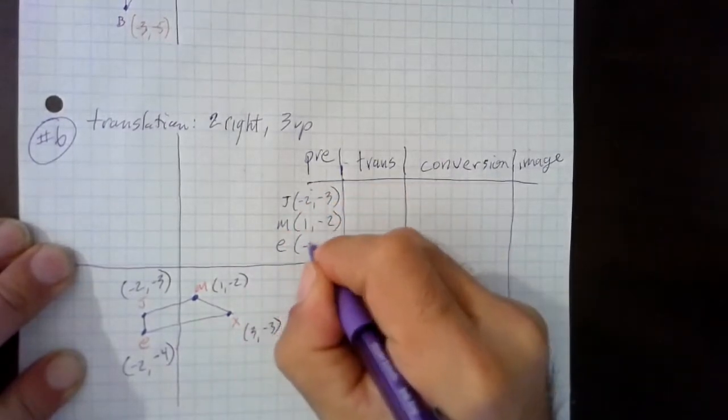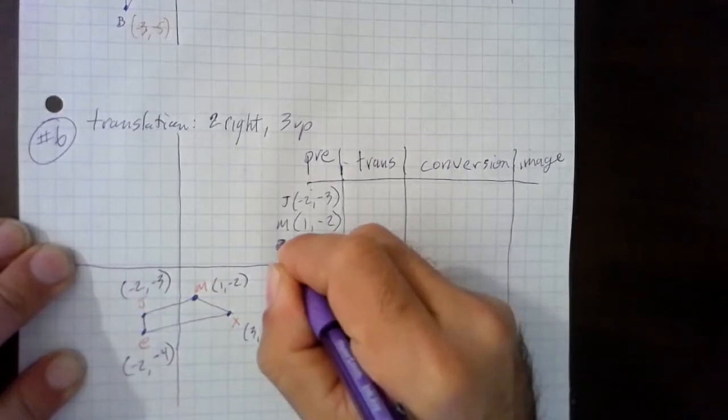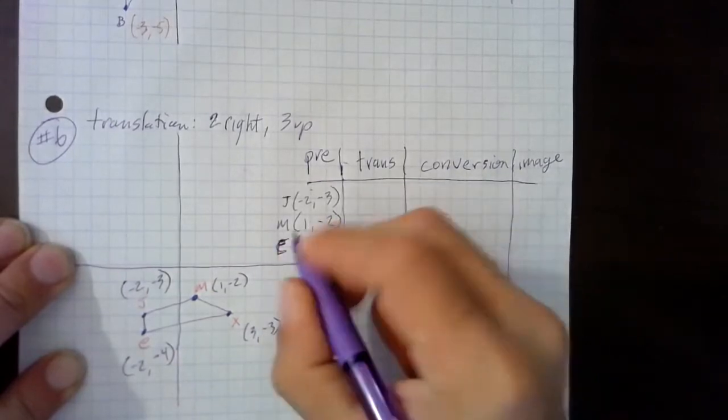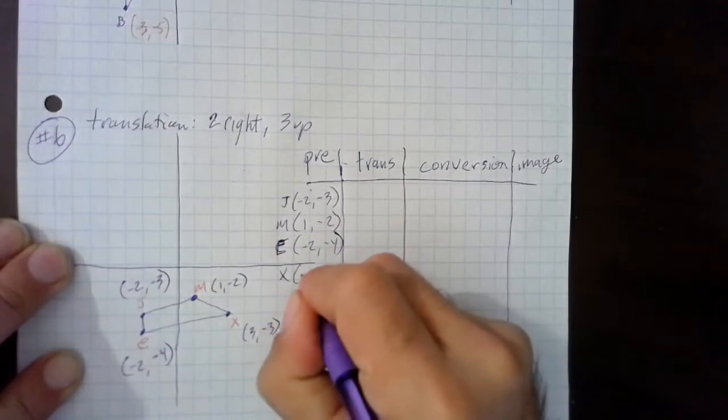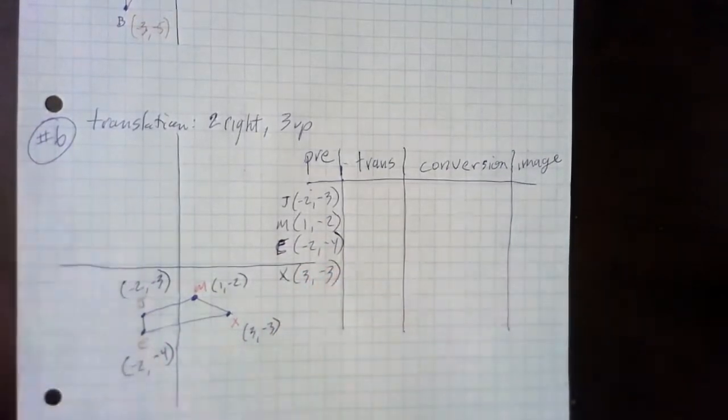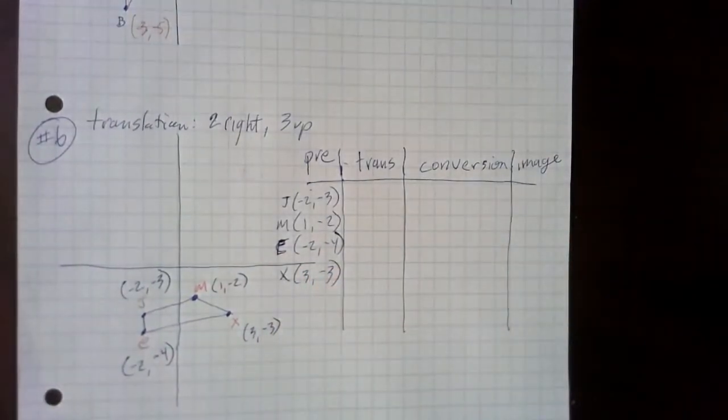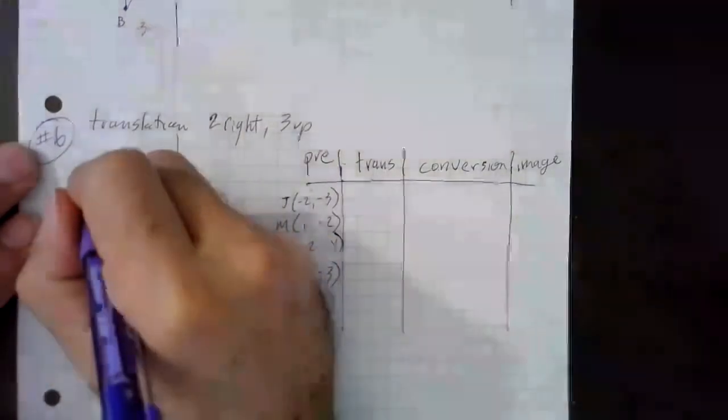E, -2, -4. That should be capital E. Points are capitalized. Let's see, X, 3, -3. Okay, so I'm just setting it up. I've set it up. I've done all the pre-image work. Now I'm going to do what the translation is.